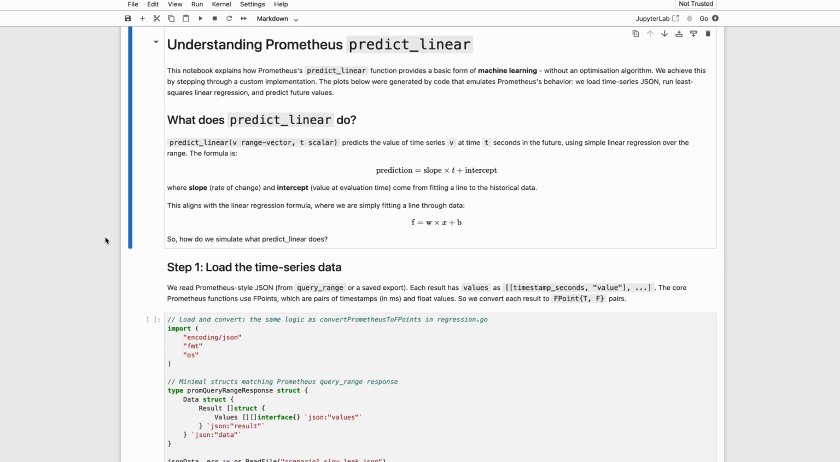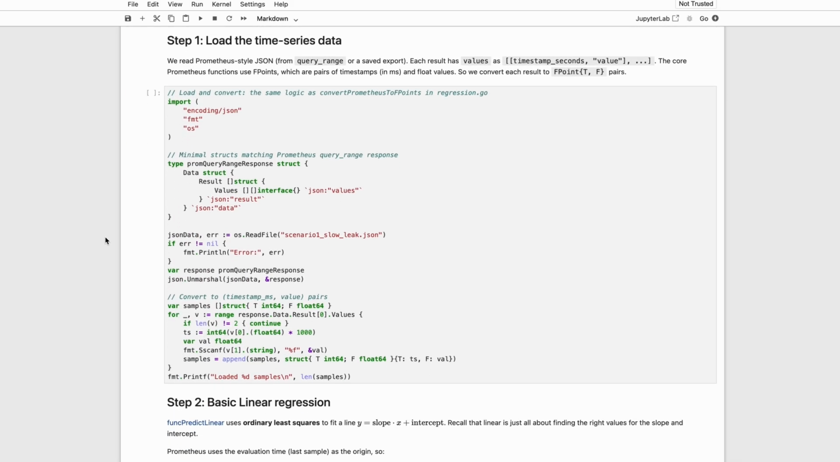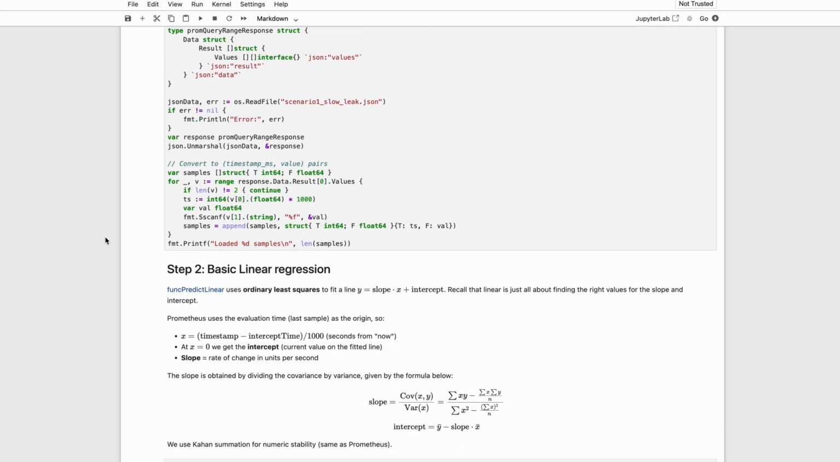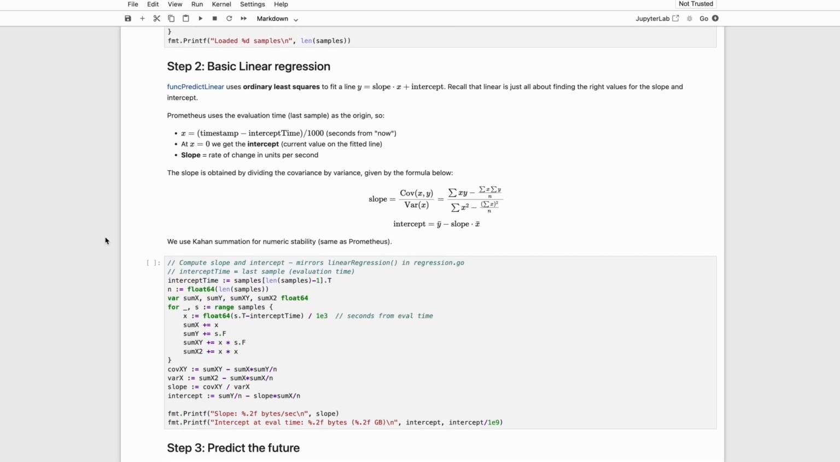The first step is to load the Prometheus data, which I have stored as JSON from Prometheus queries. In our upcoming examples, we will predict when there will be no disk space left on the server based on data from a 6-hour window. We pull the JSON in and convert it to the correct representation, a pair of the timestamp and the value. We then replicate what predict linear does by fetching the values of the slope and the intercept. The slope is obtained by dividing the covariance by the variance.